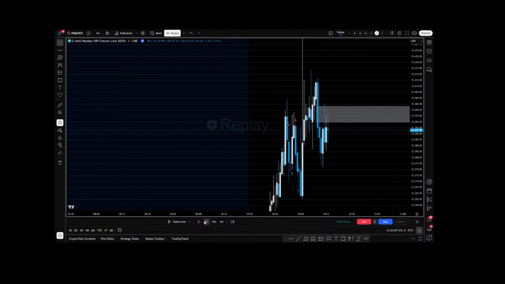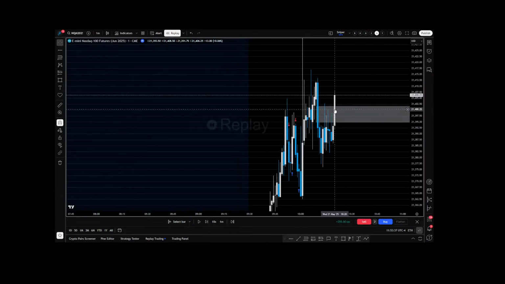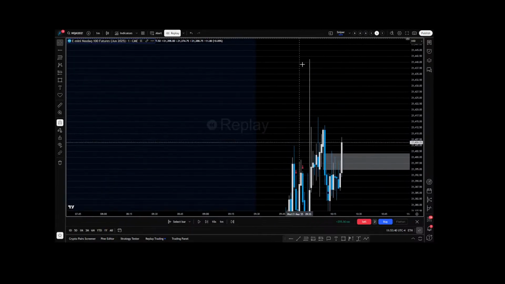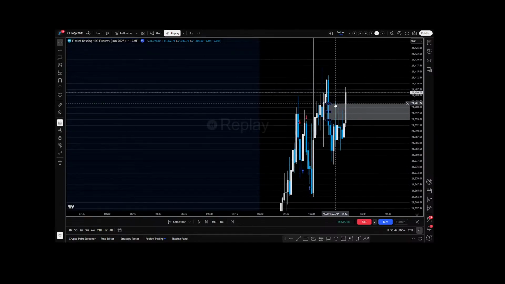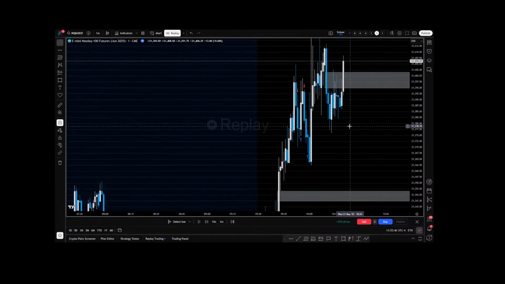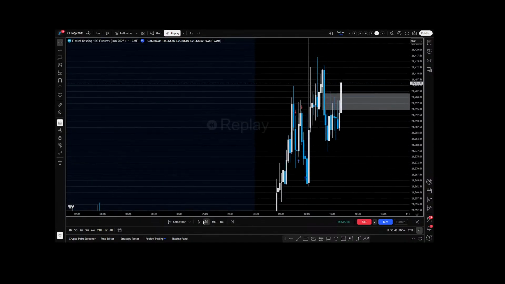Rejecting that. Okay, we did inverse it. I'm not taking this long. We've already swept whatever we needed to with this wick, closed above this liquidity. I'm not going to risk on here.